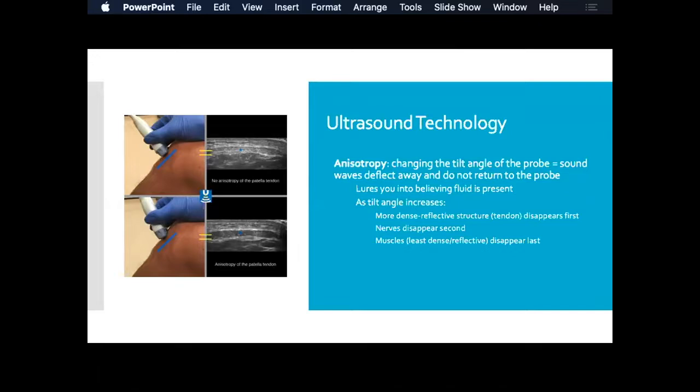As your tilt angle increases, the more dense reflective structures like tendons start to disappear first, then nerves disappear, and lastly, muscle is going to disappear. You can see on the left side of the screen, it's maybe a little hard to see from here, but on one of the images, the tilt angle is nice and crisp, and so you get a good reflection back. But on the next image, they're at a poor angle, so it's going to start tricking you. Is this fluid? Is it a tear? You need to move the probe around to make sure that you have as crisp an angle as possible, and so that image gets as bright as possible, so you get rid of the anisotropy.